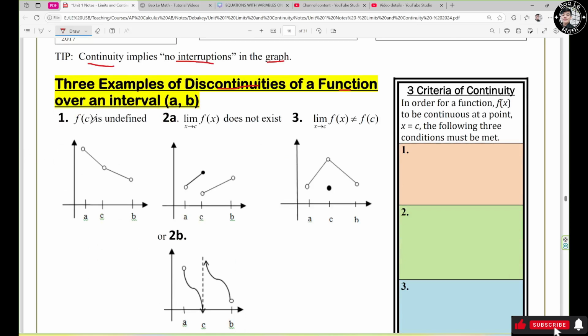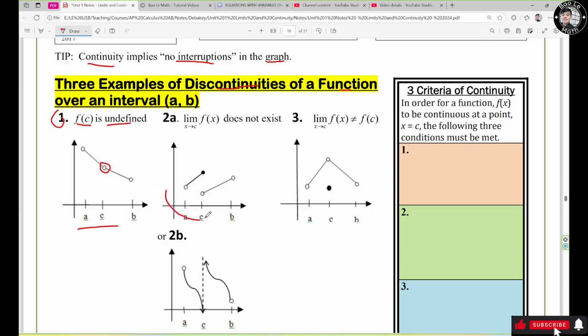Now look at the first one, the picture right here. f of c is undefined, even though the limit of the function f of s when s approaches c is defined, but f of c is undefined because there is a hole right here. You see that?